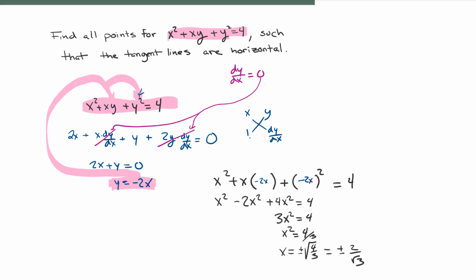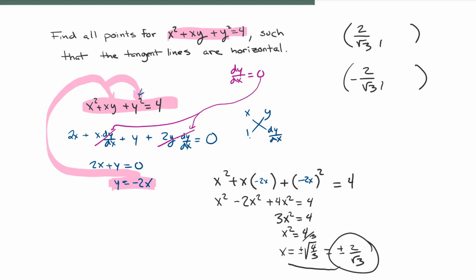So we found our x values, but this question does not ask you for x values only. It asks you for the points as well, so the y values too. So we had 2 over root 3 and negative 2 over root 3, and we have to go find our y. We need to plug it right back into the original equation, or why don't you just put it into this little substitution?